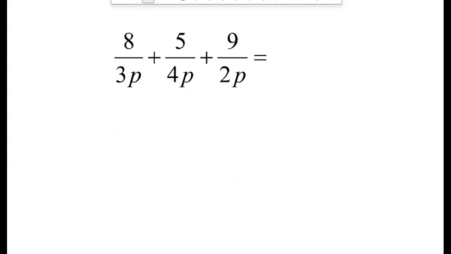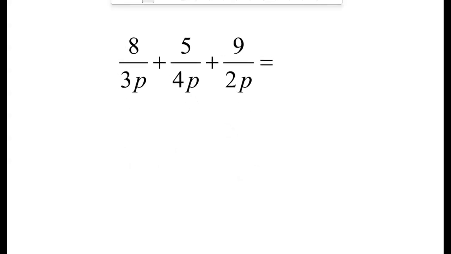Okay. Looking at the next one, we have the following. 8 over 3p plus 5 over 4p plus 9 over 2p. So looking at this one, what would be our least common denominator? It's going to be what? 12. Excellent. It's 12 what?